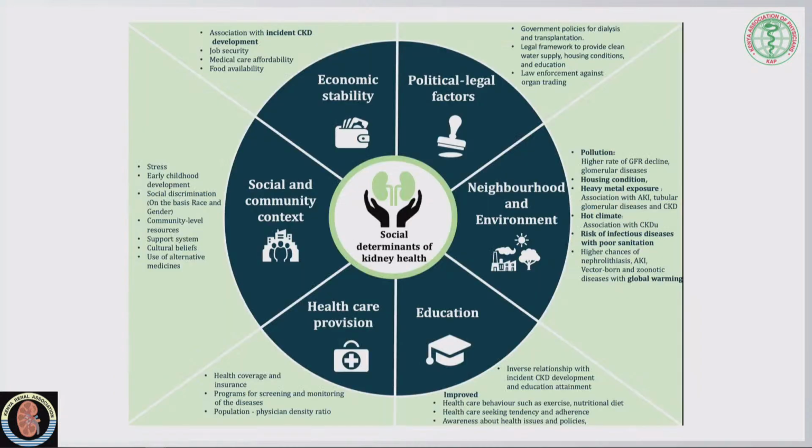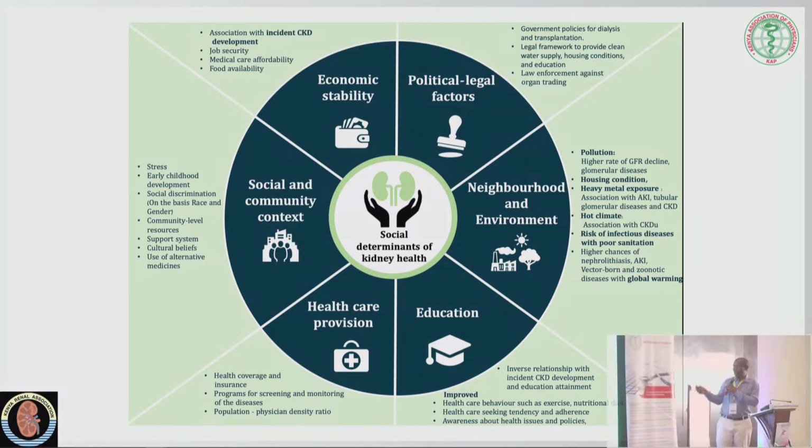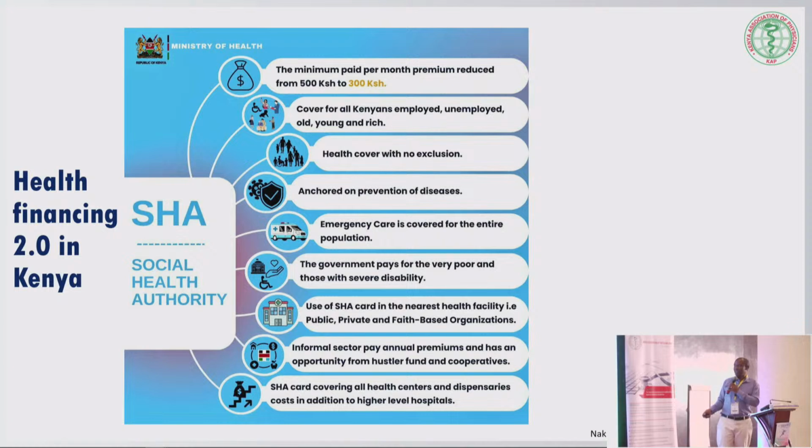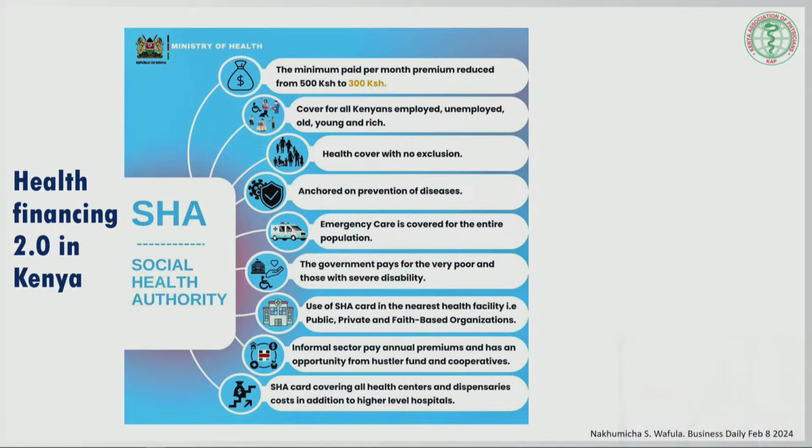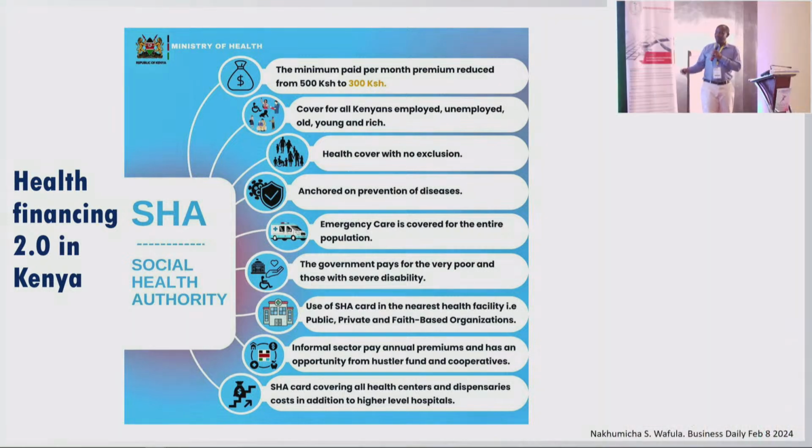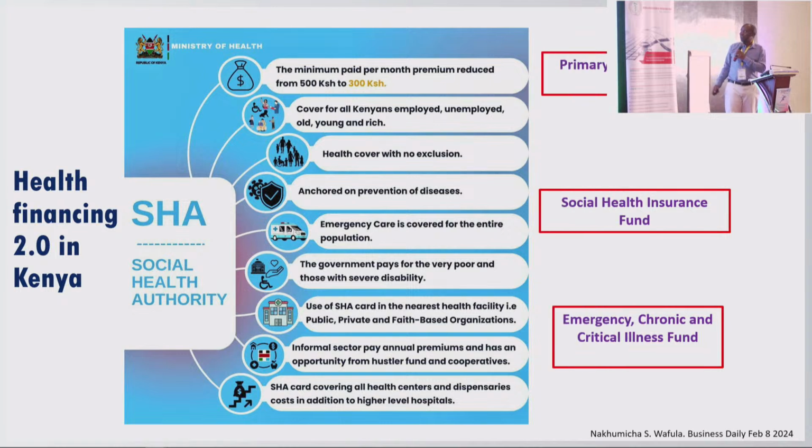There are important social determinants of kidney health that you have to be aware of, and you have to realize that you are living in a community, and that's why I call this a political talk, because it's to put the doctor back towards being a leader in the community, trying to look at all these things, not just trying to care for that individual patient. Able CS wrote this article in Business Daily and talked about SHA, the health financing of Kenya. I put it as health financing 2.0. I'm basically looking at the primary health care fund, social health insurance fund, and emergency chronic and critical illness fund.